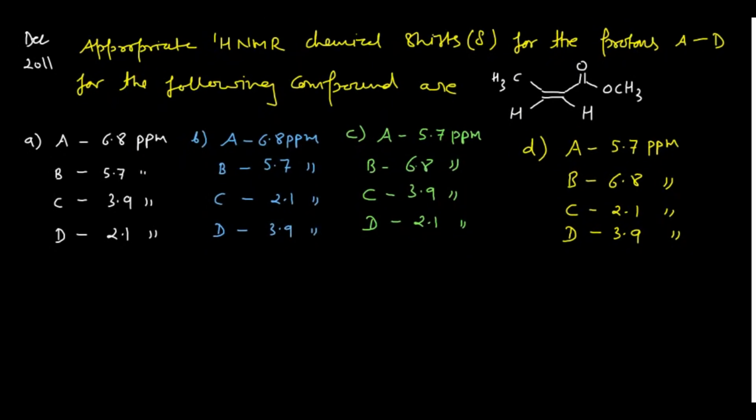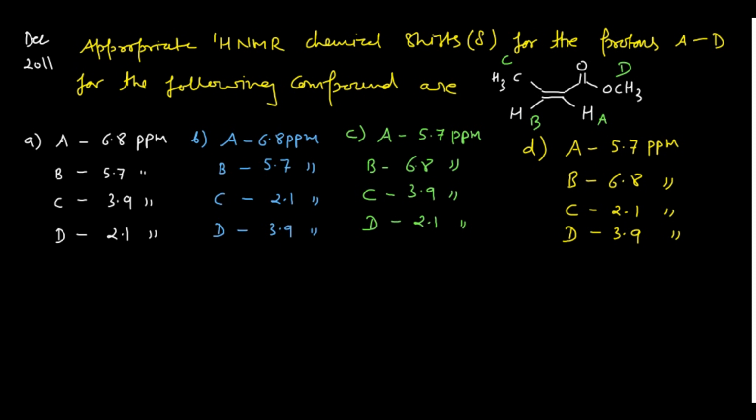Let's reorient this, okay. I think this is the last question from 2011, and what it says: appropriate proton NMR chemical shifts for the protons A to D for the following compound. Okay, I haven't marked the A to D, so let's mark them all. Say this is type A of the hydrogen, this is type B of the hydrogen, and this is type C of the hydrogen, and this is type D of the hydrogen. So A, B, C, D, okay. You have to decide the chemical shift.